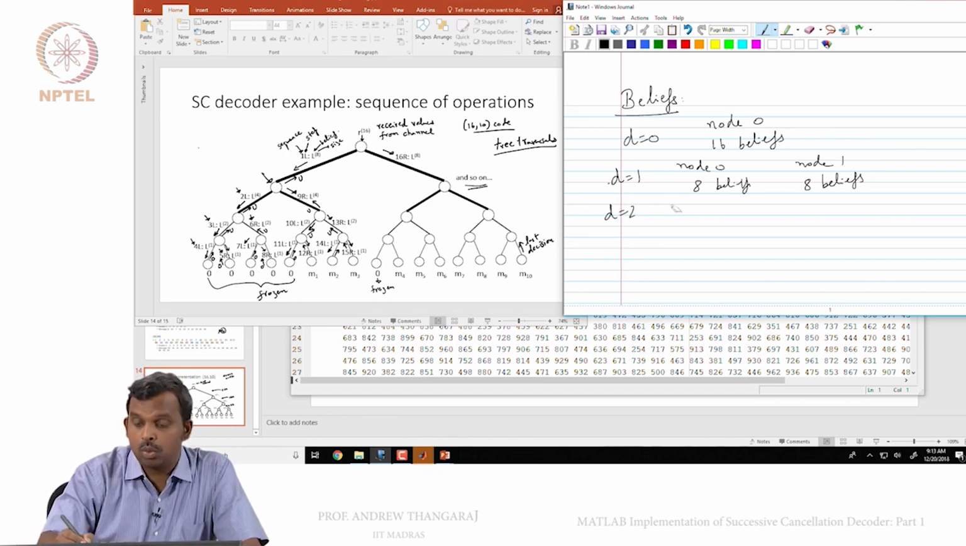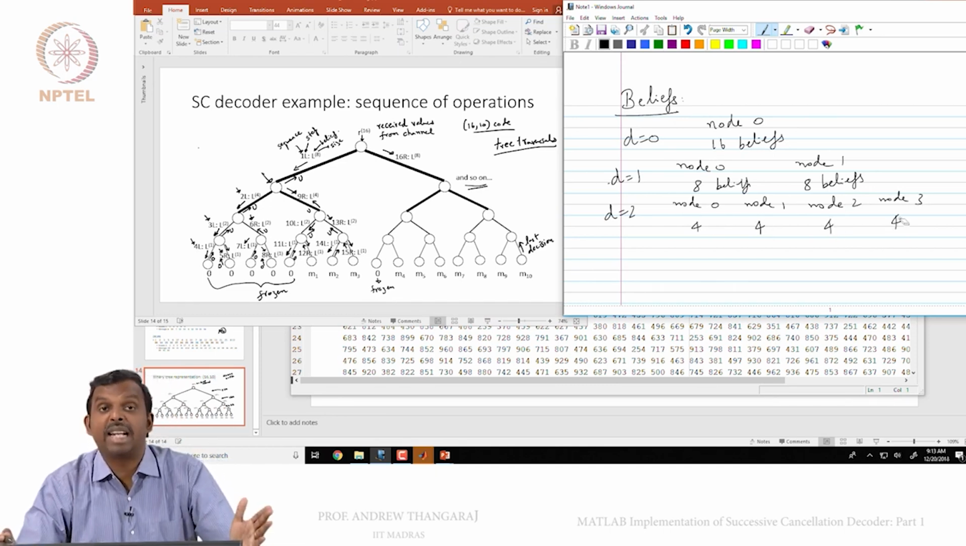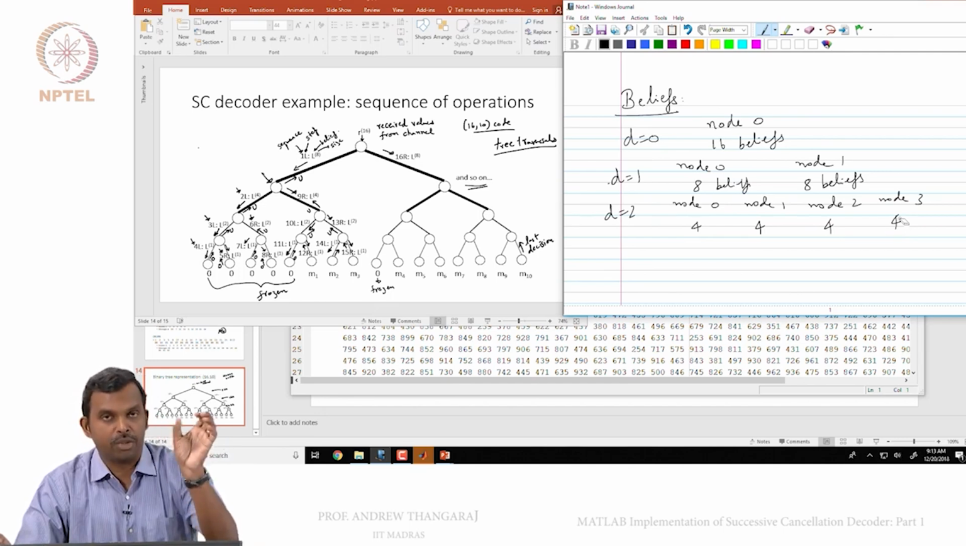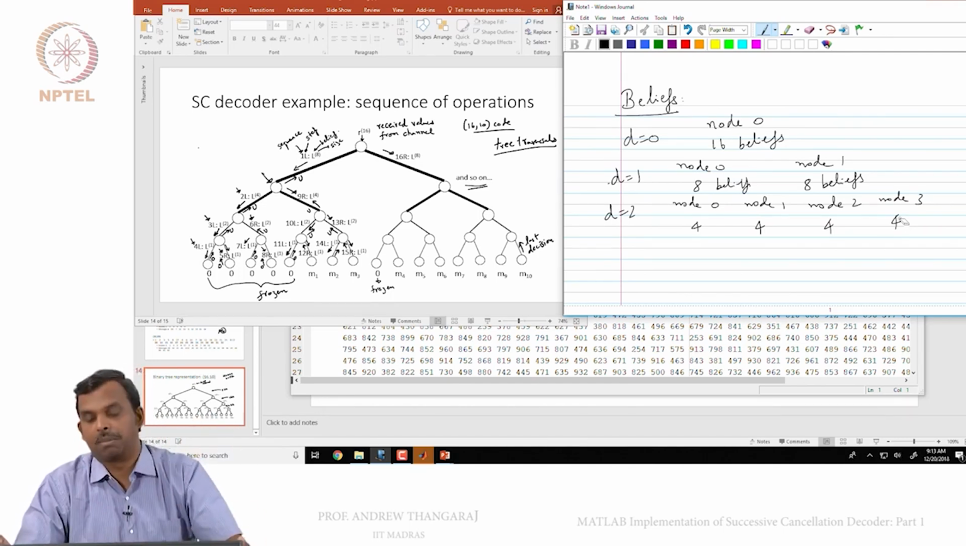Likewise, at d equals 2, you can see node 0, node 1, node 2, node 3. They have 4 beliefs incoming each. So basically, in every depth, you have 16 beliefs. They are associated with different nodes, but the total is 16.